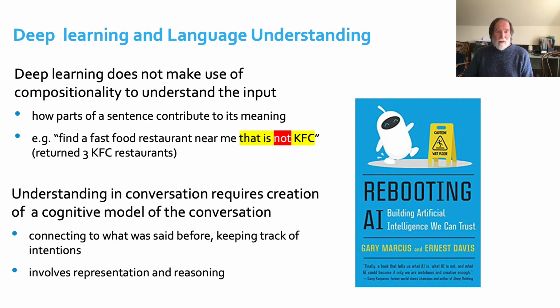More generally, understanding in conversation requires the ability to create a cognitive model of the conversation, which will include being able to represent and connect to what was said before, keep track of the intentions and beliefs of the participants, and various other things, and then also to be able to reason over these representations.